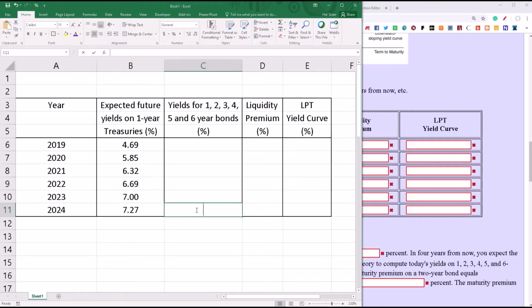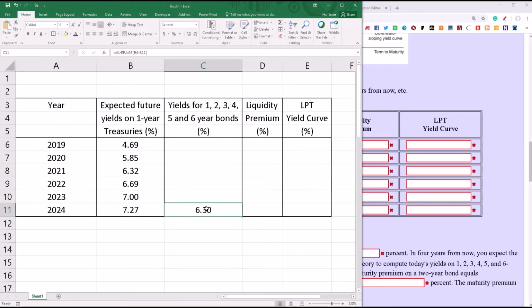And so expectations theory says that the 6-year bond we buy in 2019 will equal the average of these 6 bonds. Okay, so what this is saying is, in expectations theory, expectations is just an average. If we want to buy a 6-year bond, we can buy a 6-year bond that will have this interest rate, and it's the average of these 1-year bonds that we could buy consecutively.